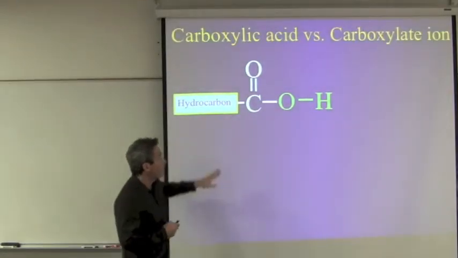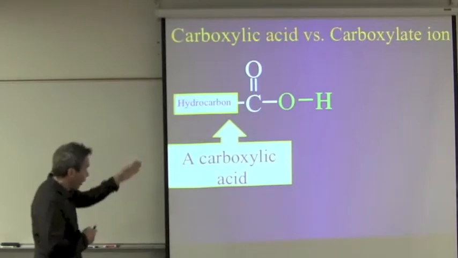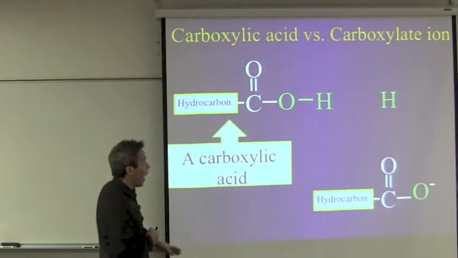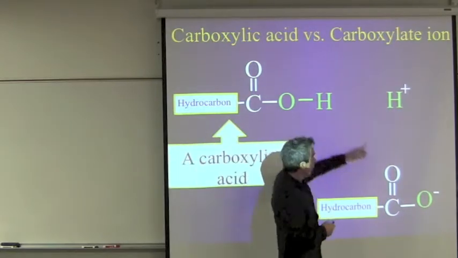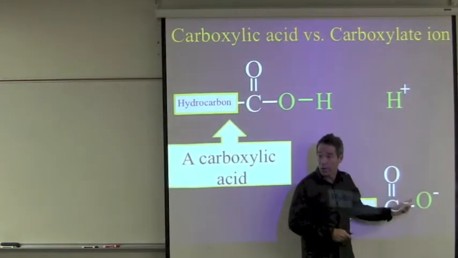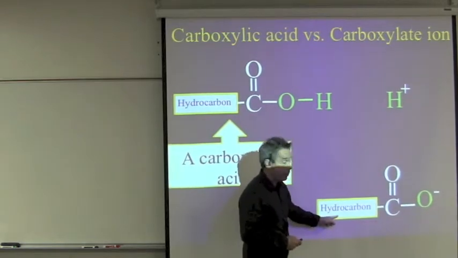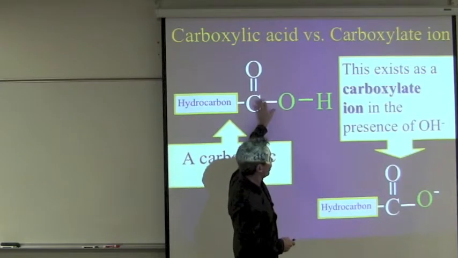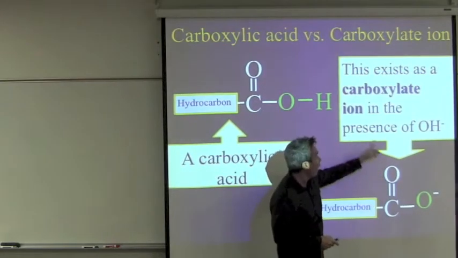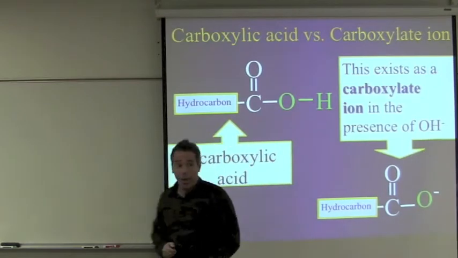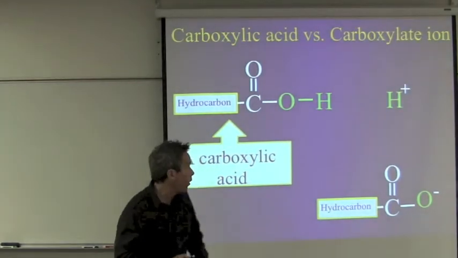So you have a carboxylic acid, can exist one of two ways, as the carboxylic acid form, or when that hydrogen comes off. Notice you have oxygen with just one bond going to it, so you have that formal charge. You can get the carboxylate ion. That's the carboxylate ion. So carboxylic acid exists as the carboxylate ion when there's OH around. You're going to learn more details about that in chapter 9. But that's what I want you to know for now.